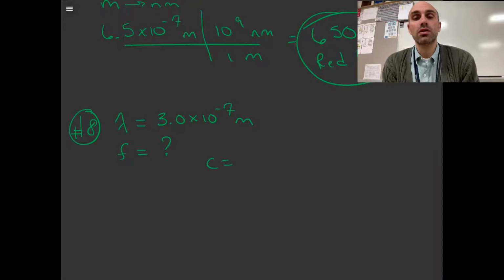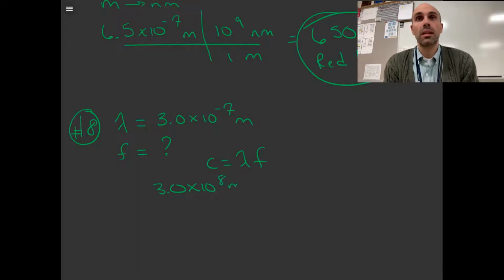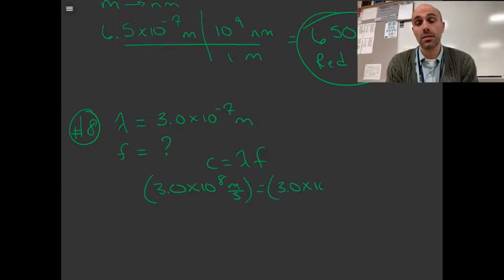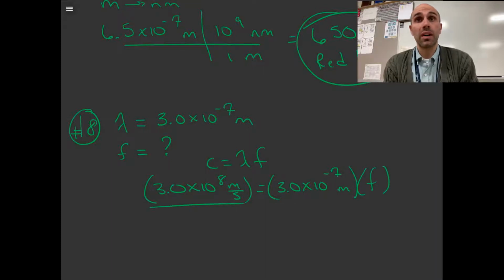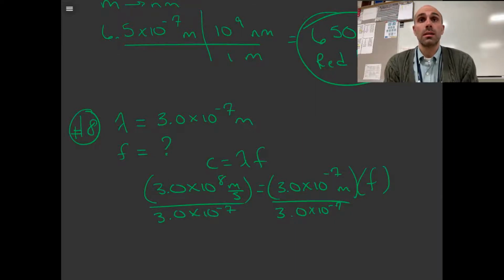So again, we're going to use that equation, C equals lambda times F. Remember, our C is a constant. It's always 3.0 times 10 to the 8th meters per second. And that's going to equal our lambda, 3.0 times 10 to the negative 7th meters, times our frequency. From here, we're going to divide both sides by 3.0 times 10 to the negative 7 meters. That will allow us to cancel out, leaving just frequency alone by itself. Cross out those meters, leave just per seconds. And remember, per seconds is also hertz. So whenever you have a frequency, you're always dealing with the units of hertz.